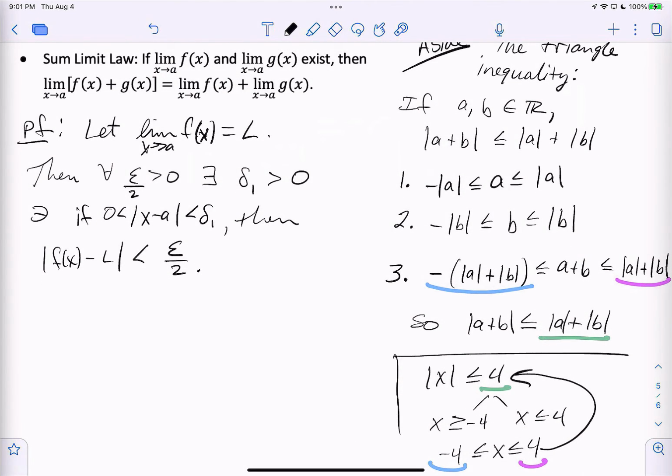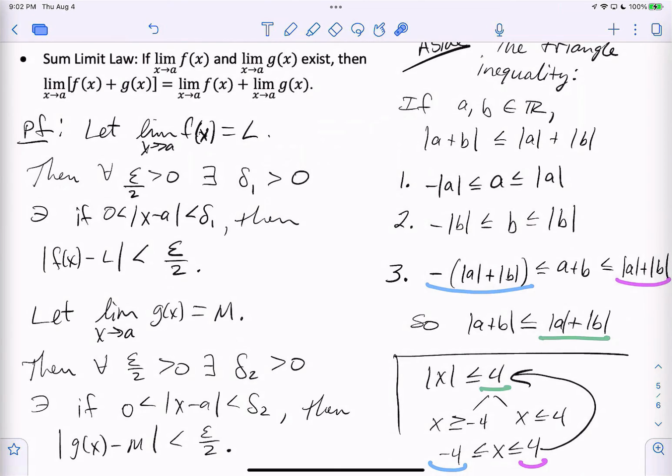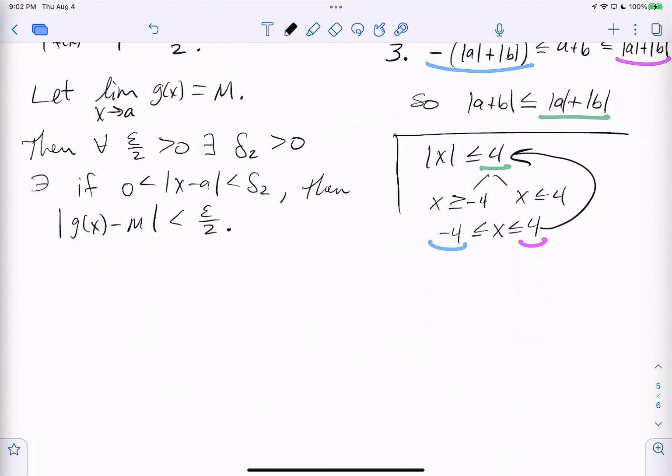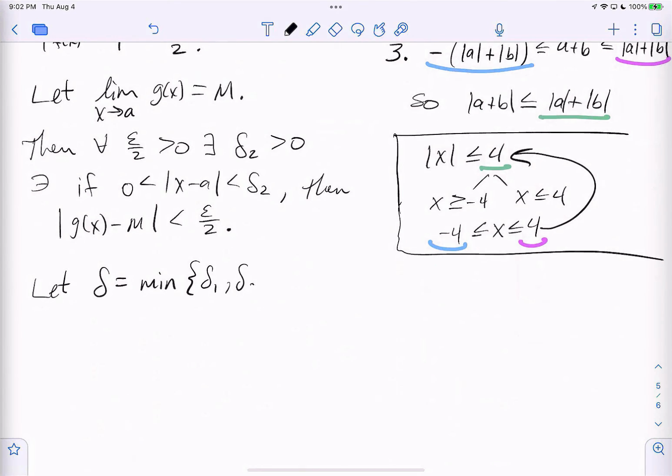I've dealt with f. I'm going to write the same thing for g. I've written down basically the same statement, except for the limit as x approaches a of g of x, we have an M, and in that inequality, we have an M. And instead of a delta 1, I have a delta 2 to associate with g. Now we're going to do something that's a little bit tedious. I'm just going to box that over there. We're going to let delta be the minimum of delta 1 and delta 2.